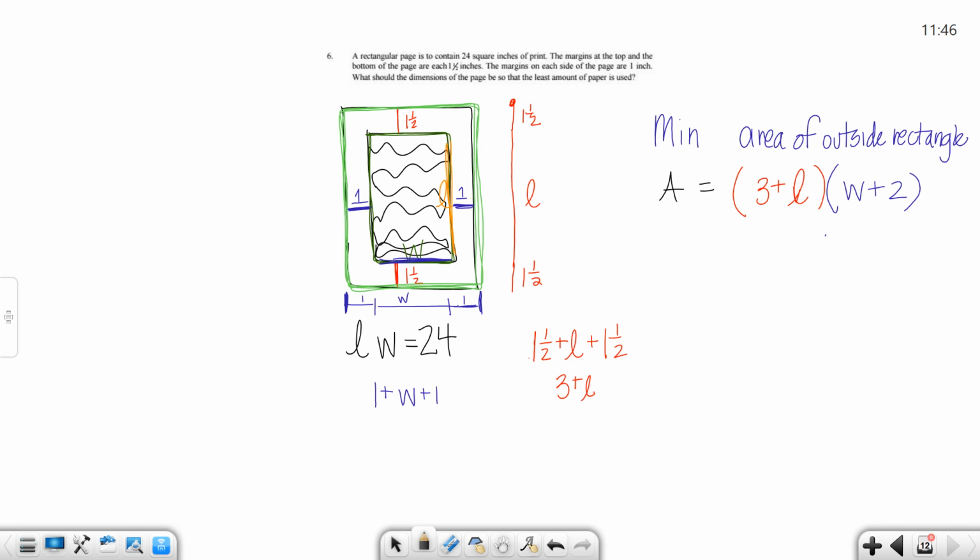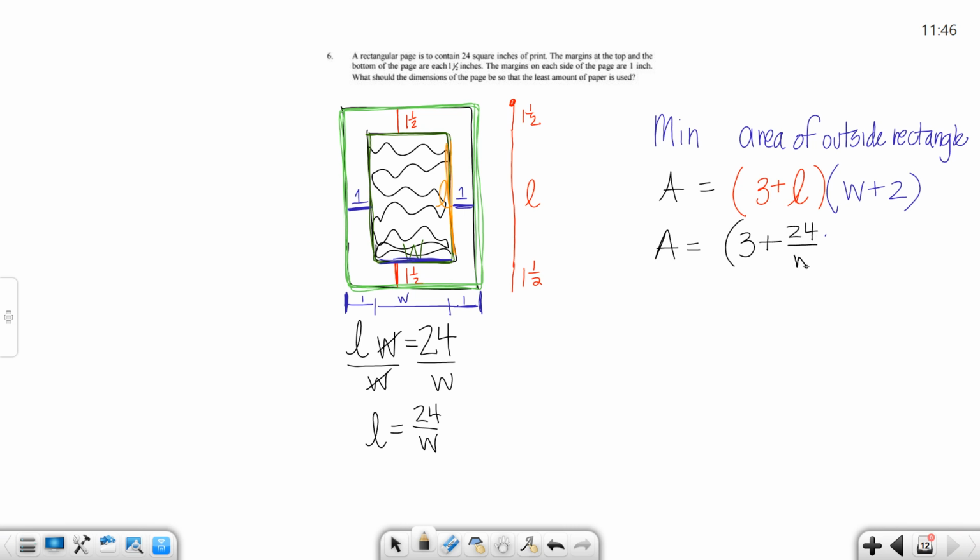All right. Now, we can't do that the way it looks right now because we have more than one variable. So just like we've been doing all the rest of the time, we need to transfer this to one variable. Every other one I've done, I've solved for L, so I'll do the same thing here. If I get L by itself, I'll divide both sides by W, and L would equal 24 over W. So coming to my formula over here, I get 3 plus L, which is 24 over W, times W plus 2.